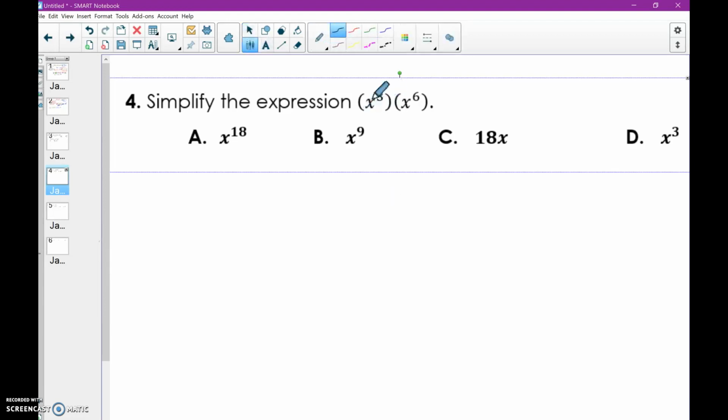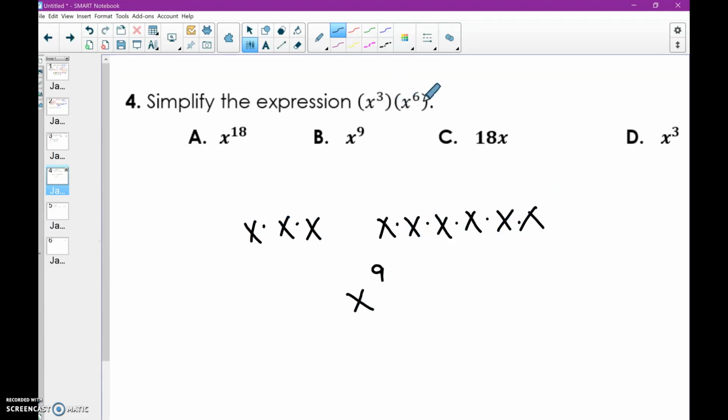Remember your rule, if you're multiplying two exponents with the same base, all you have to do is add up the numbers. Really, you can think of this as x to the 3rd is x times x times x, and x to the 6th is this. That's really what that means. Well, 3 plus 6 makes x to the 9th power. Do not multiply them. It's just that one. That's your answer. That's all.